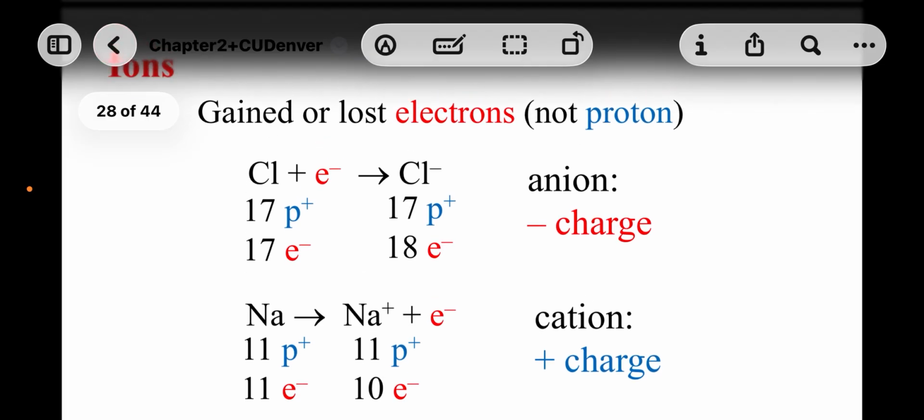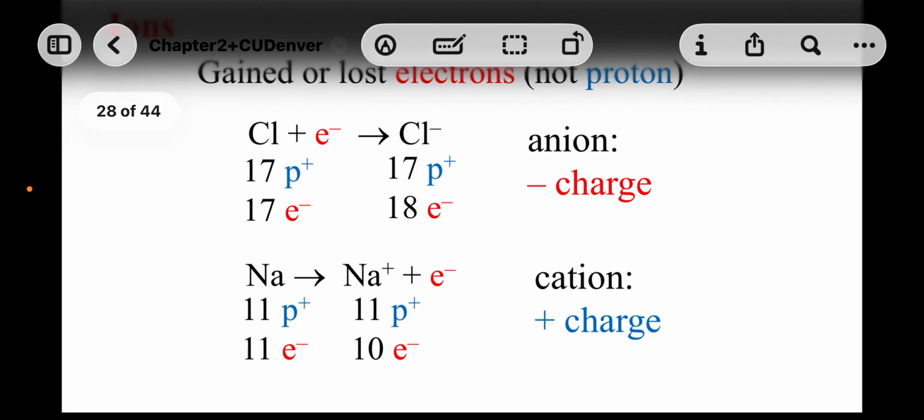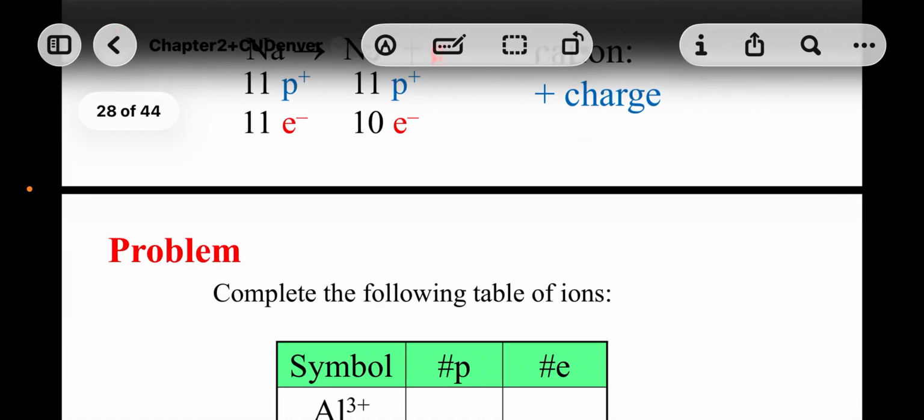Okay. Ions gain or lose electrons, not protons. So we can see here the anions have a negative charge, and like we see, Cl loses an electron and turns into Cl with a negative charge. And with the cation, it's a positive charge. So we have Na, which turns into Na plus because it loses an electron.